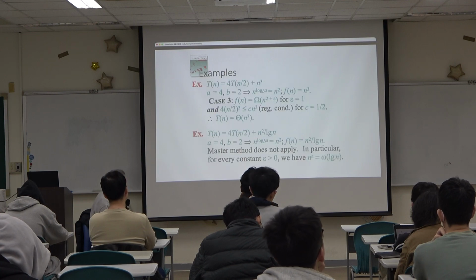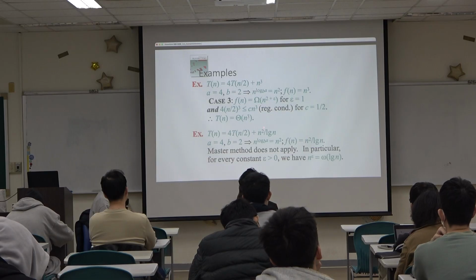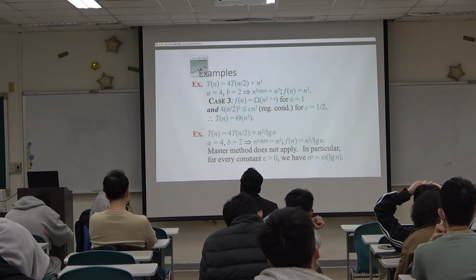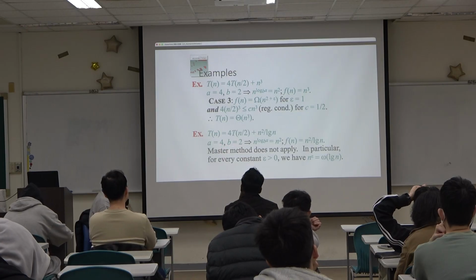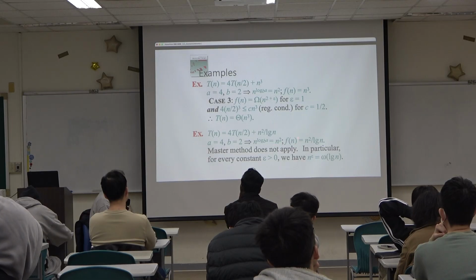The last one. T(n) = 4T(n/2) + n squared divided by n log n. So a is 4, b is 2. We have got to mention all this. So n to the log base b of a is n squared, and f(n) is this one.